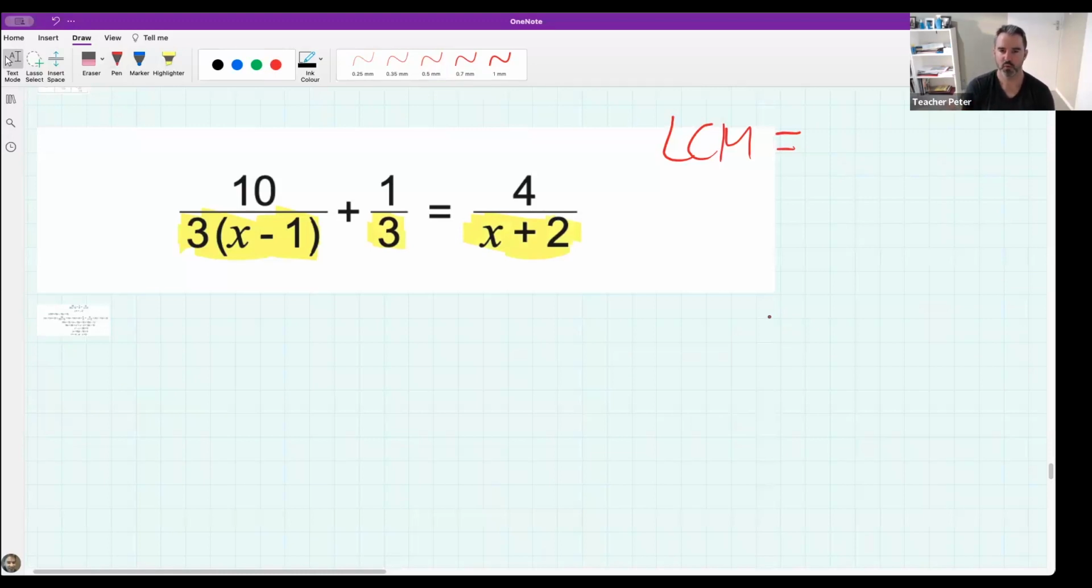What do you think? If the purpose of the LCM is that I'm going to multiply both sides by something that's going to knock out all of these fractions, what do you think the LCM is? Who is feeling generous? Who is willing to give to the group? Who wants to give to the group?